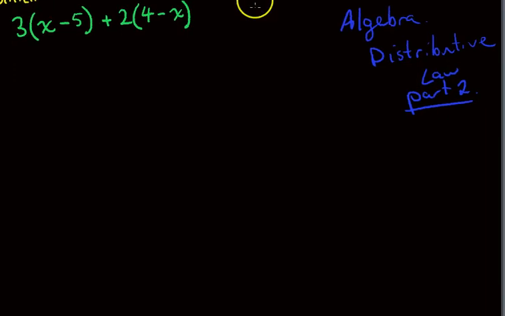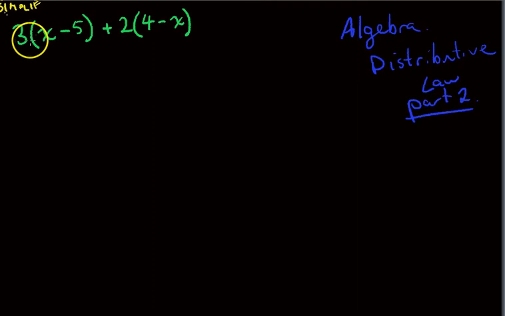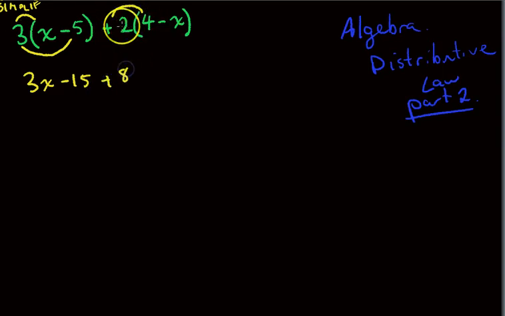Now again, we can use our distributive law to do it. You can see that there's something outside of some brackets, so we can do the same thing that we've done in the past. 3 times x, 3x, 3 times negative 5, negative 15. Then we can do it here as well. 2 times 4, positive 8. And positive 2 times negative x will make negative 2x.